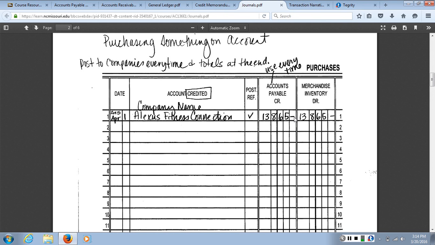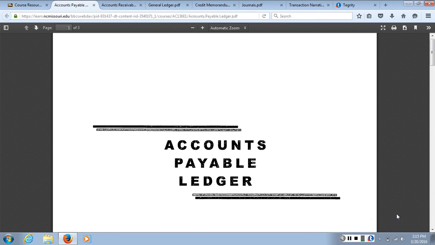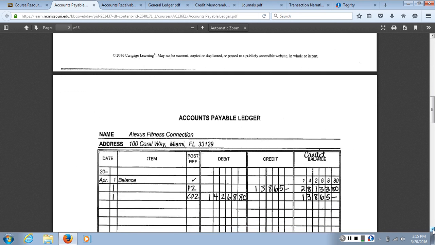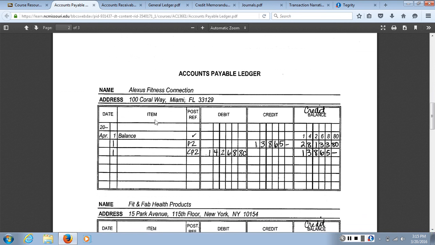Okay, after you get that written down, then you have to post to Alexis Fitness Company, because you're going to have to post to these companies every time. So I'm going to go into my accounts payable ledger, and I'm going to find Alexis Fitness Company, which is our connection, I guess, and I'm right here.